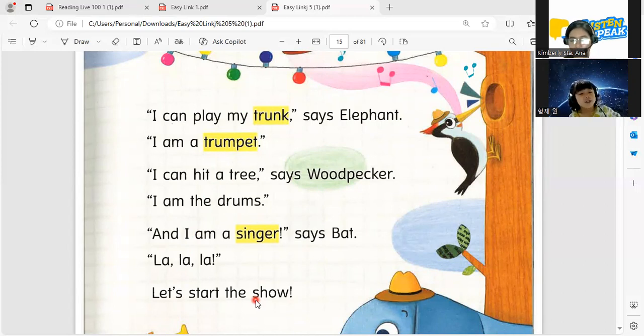Woodpecker can. What woodpecker can hit a tree? Okay, because he's playing the drums. How about this one? Who is the singer? Bat. Can you say the bat? The bat singer. The bat is the singer.